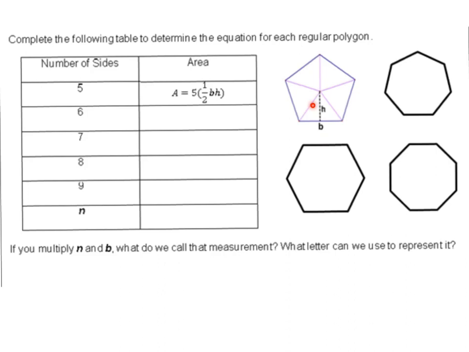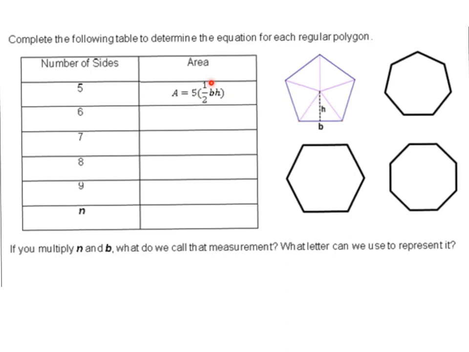So for example, here we have a pentagon. Since a pentagon has 5 sides, if I find the area of one of the triangles and I just multiply it by 5, that's going to be the total area of the pentagon. So really our area formula is just going to be area equals 5 times the area of one of the triangles inside the pentagon.